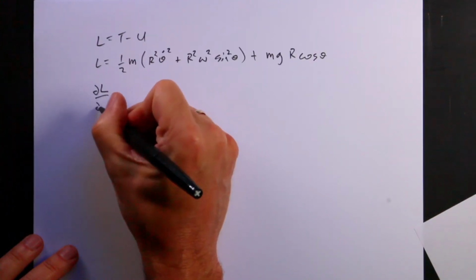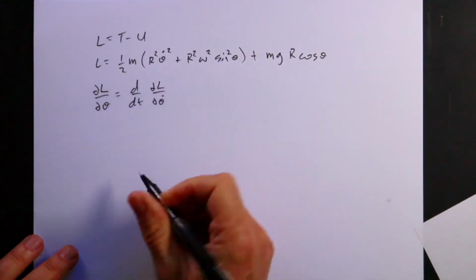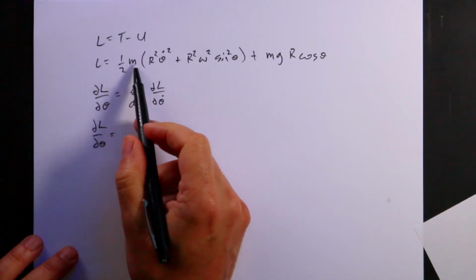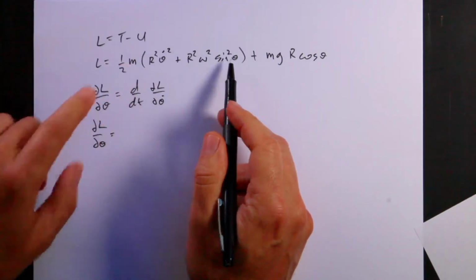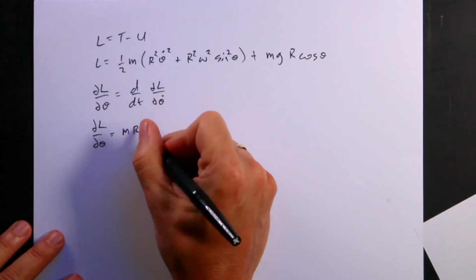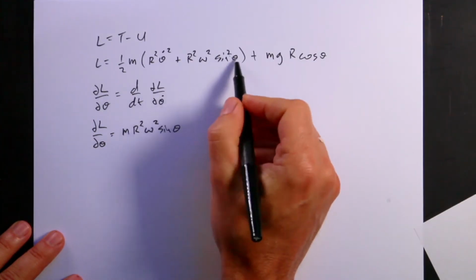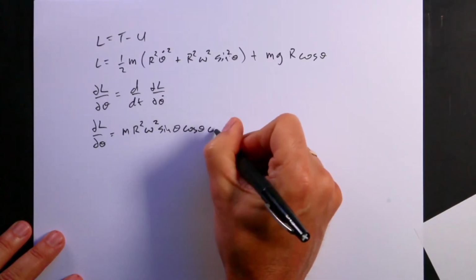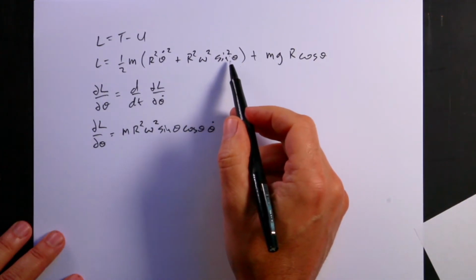The partial of L with respect to theta is equal to the derivative with respect to time of the partial of L with respect to theta dot. So let's start right here and take the partial of L with respect to theta. What terms have theta in there? Here's one: a 1/2 m r squared omega squared sine squared theta. So I have to take the derivative of that. I bring the 2 down, and I get m r squared omega squared sine theta. Now I take the derivative of sine theta, which is cosine theta. Okay, so that's the partial of this with respect to theta.